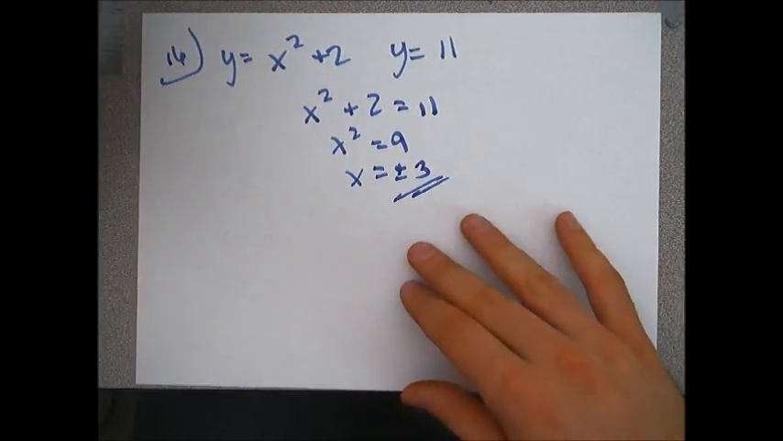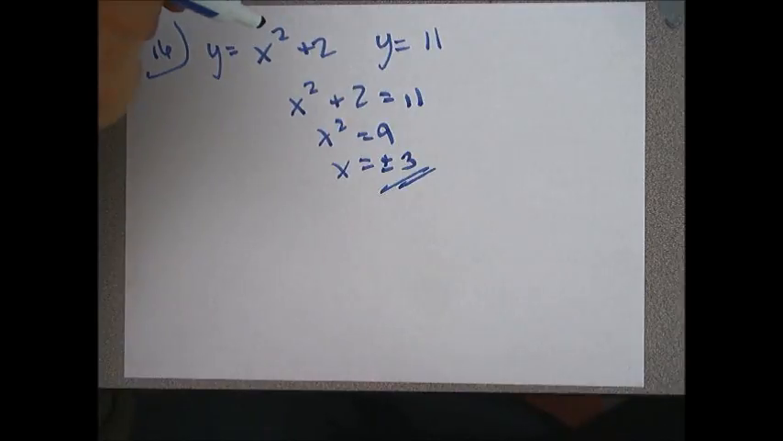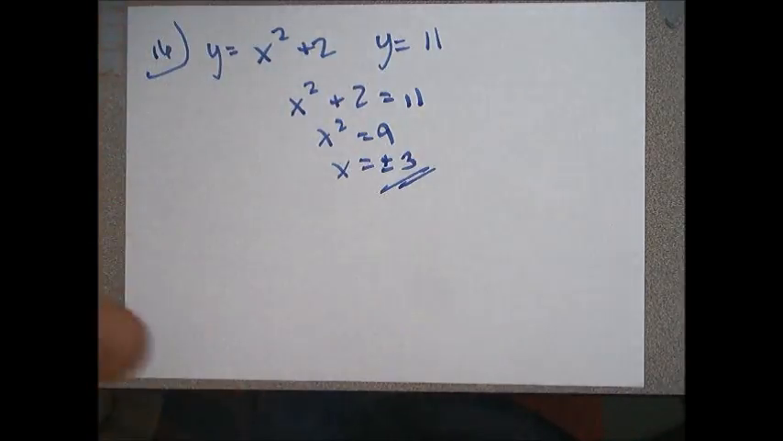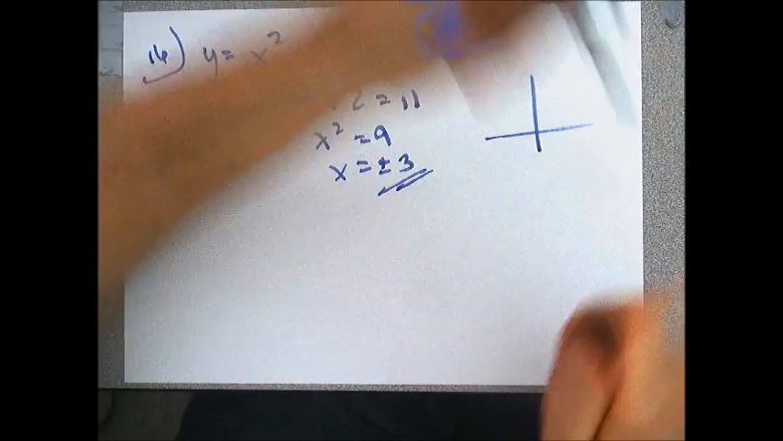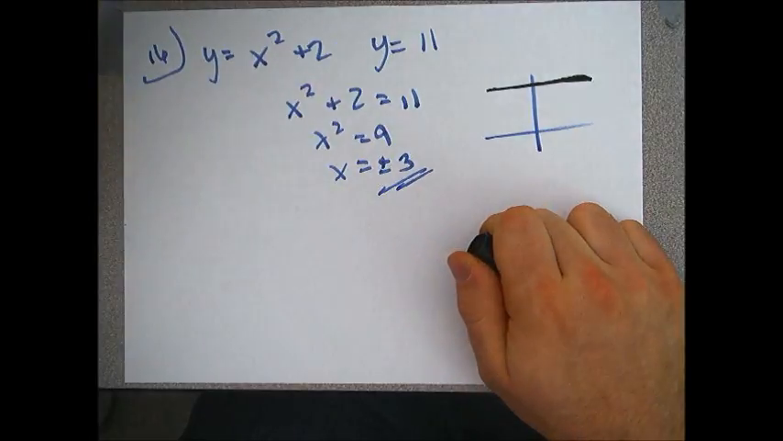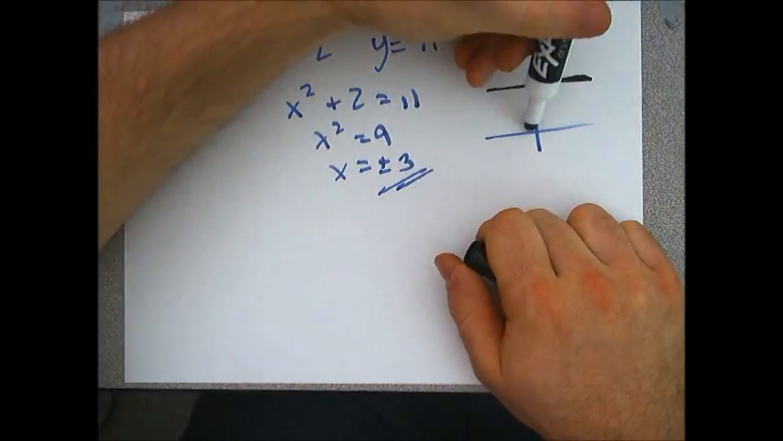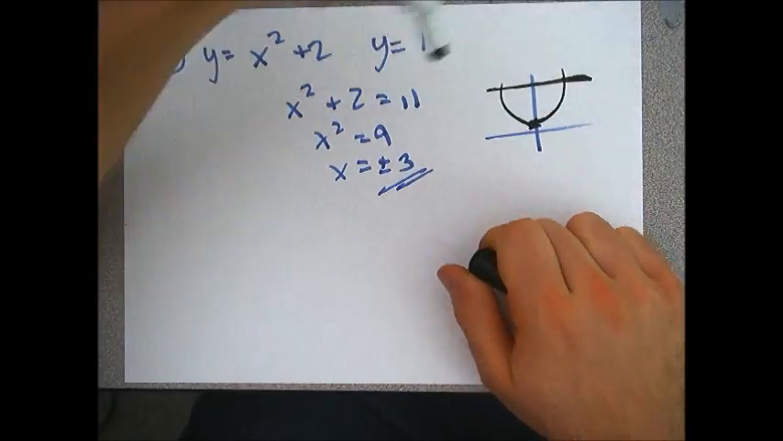So which one of these is my top curve? Which one would be my bottom? 3. Oh, wait. 3's our bounds. Yeah. Sorry. 11, right? Because 11 is a line. You can't see my hands on this thing. Let's try that again. 11 would be up there, right? And then you know x squared plus 2, 1, 2. That looks something like that, right?